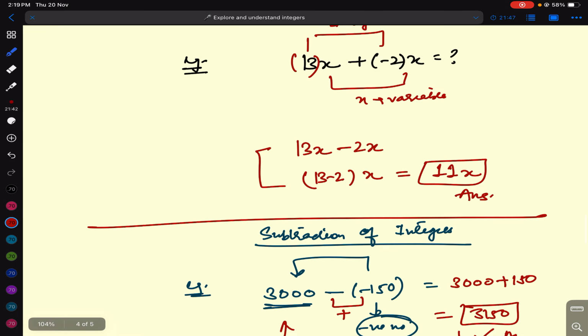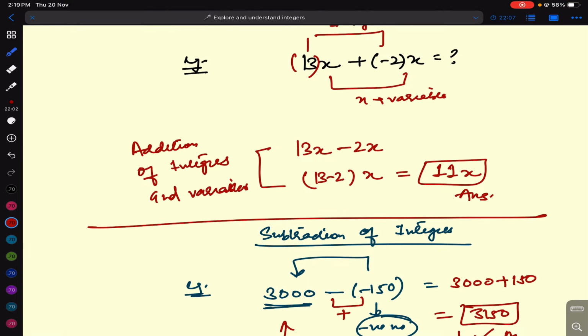So here this was case of subtraction of addition of integers and variables. Okay, so here integers basically are getting subtracted. Why? Because we have addition with the negative sign for the second number. Okay, so plus minus becomes minus, so that's why it looks like subtraction, but eventually it is addition.